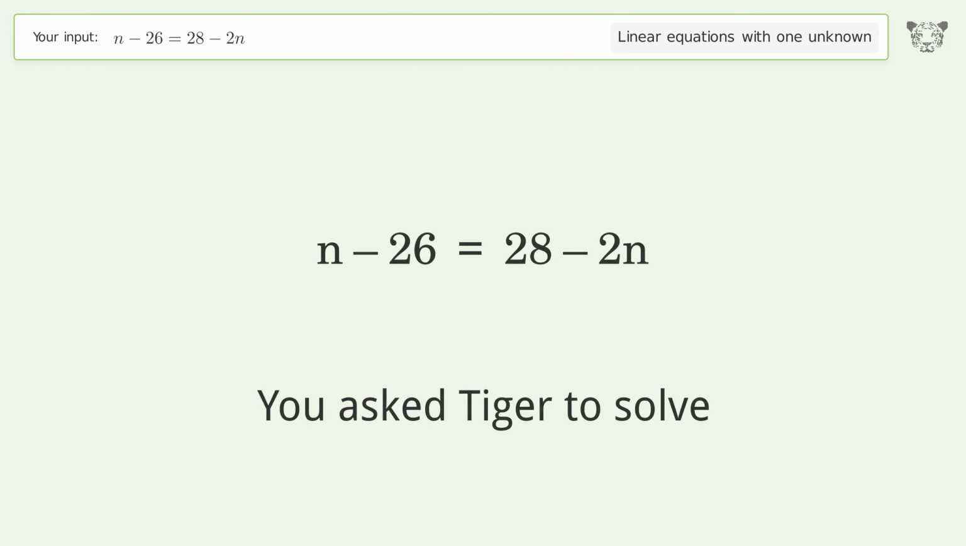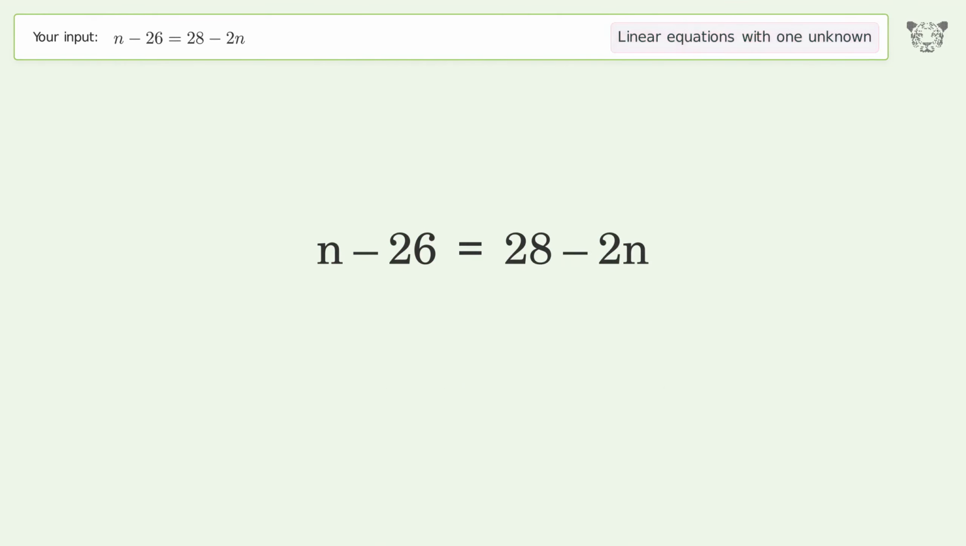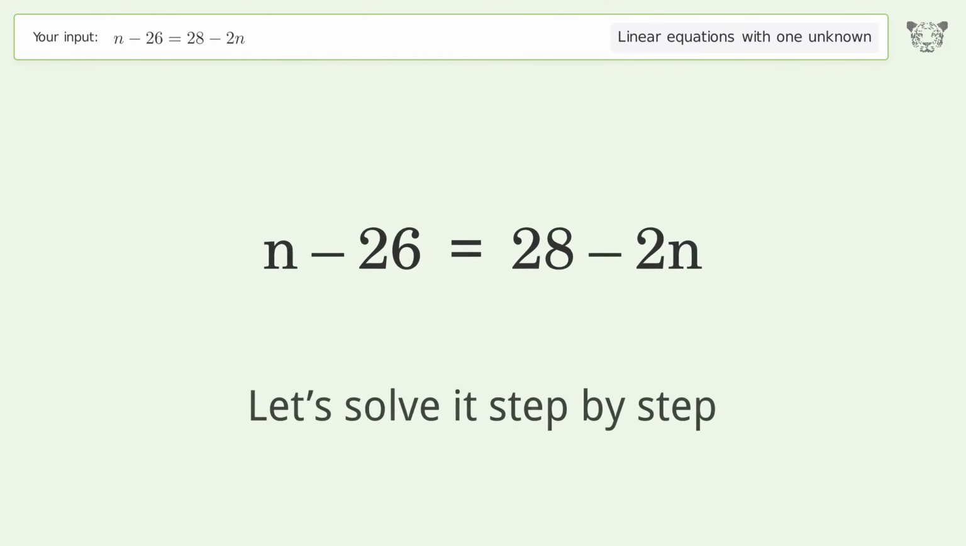You ask Tiger to solve. This deals with linear equations with one unknown. The final result is n equals 18. Let's solve it step by step.